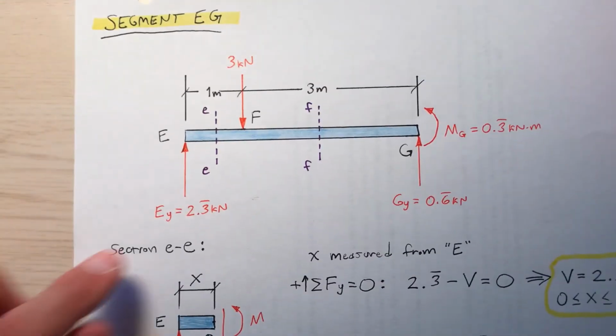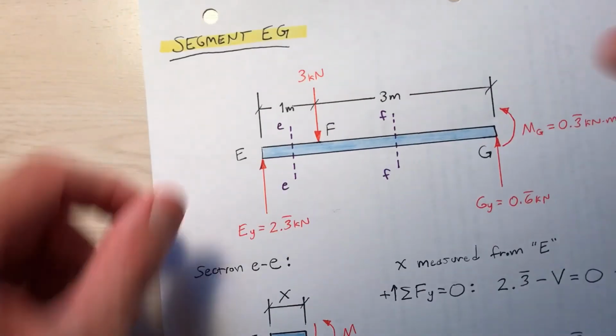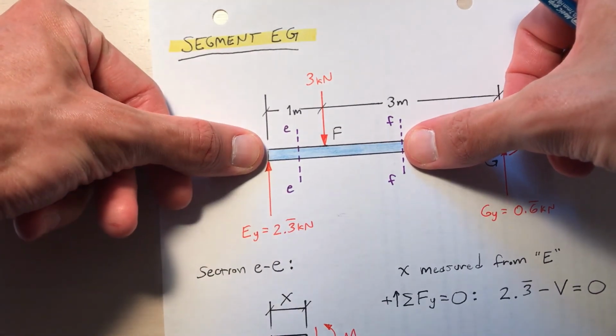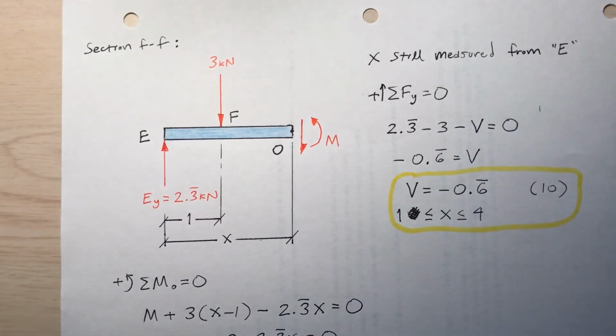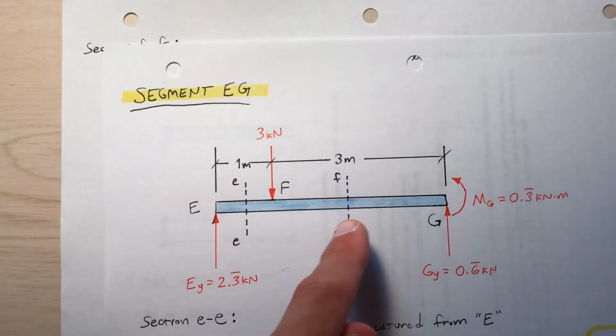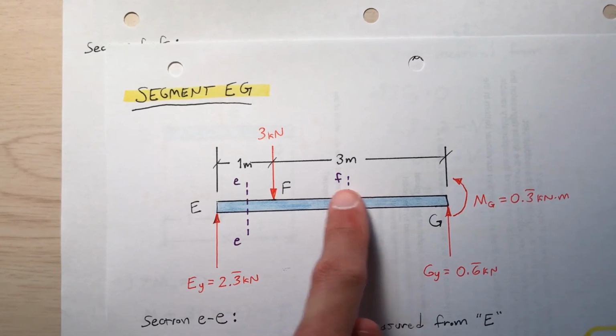And now I'm going to take a cut FF and analyze this portion between my thumbs. So that'll be the next drawing. Okay, so here is the segment to the left of section FF. So FF, I cut it right here. I'm looking at the segment right here.